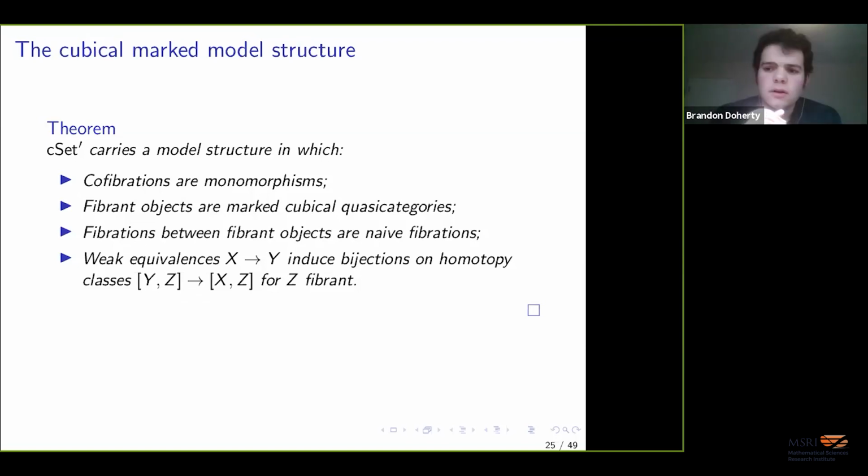Right, so then our theorem that all this builds up to is that there is a model structure on the category of marked cubical sets, C set prime, in which the cofibrations are monomorphisms. The fibrant objects are these marked cubical quasi-categories, and the fibrations between fibrant objects are naive fibrations. Again, that's all very similar to what we see in the Joyal model structure. And the weak equivalences we can characterize as maps which induce bijections on homotopy classes of maps into fibrant objects, meaning marked cubical quasi-categories, by precomposition of maps.